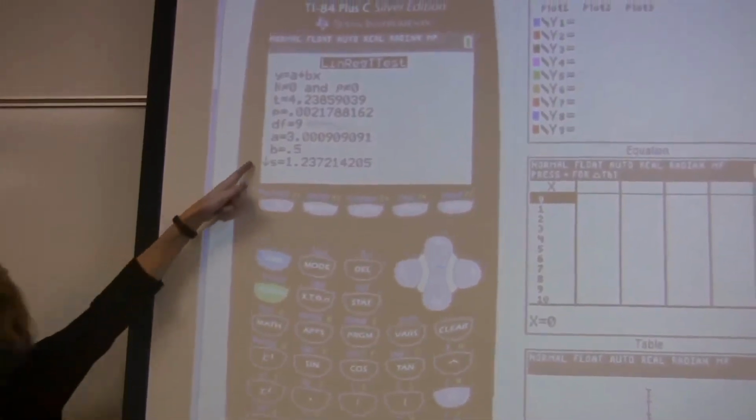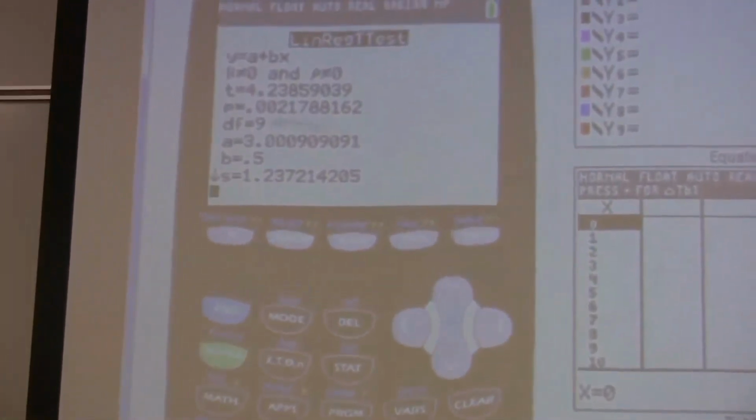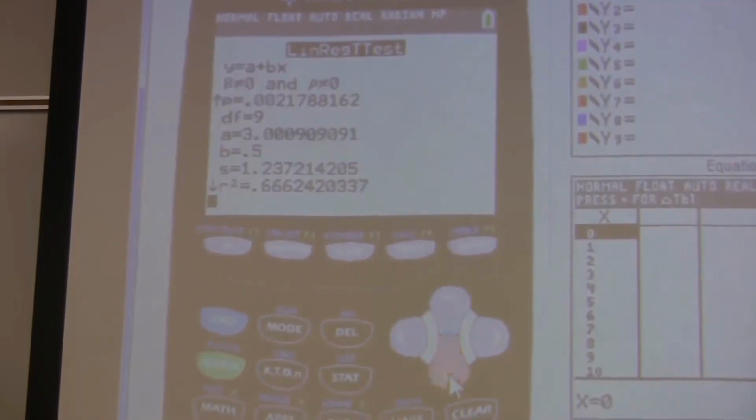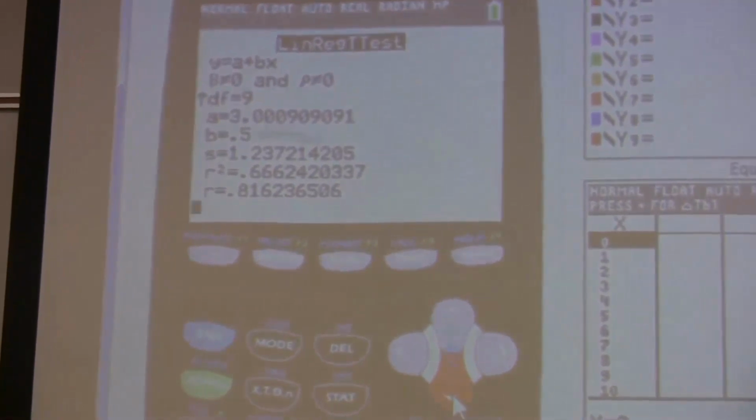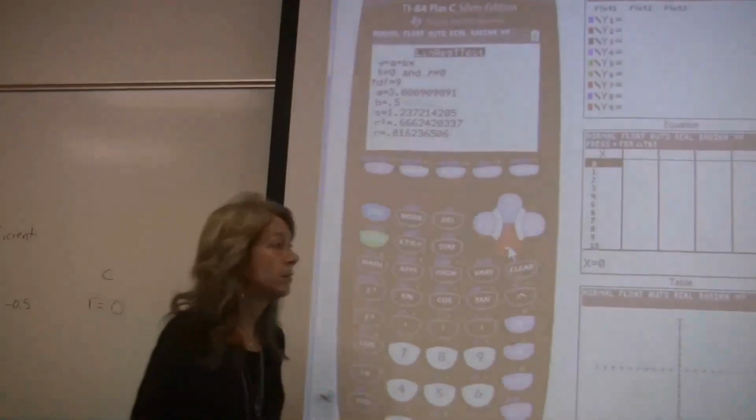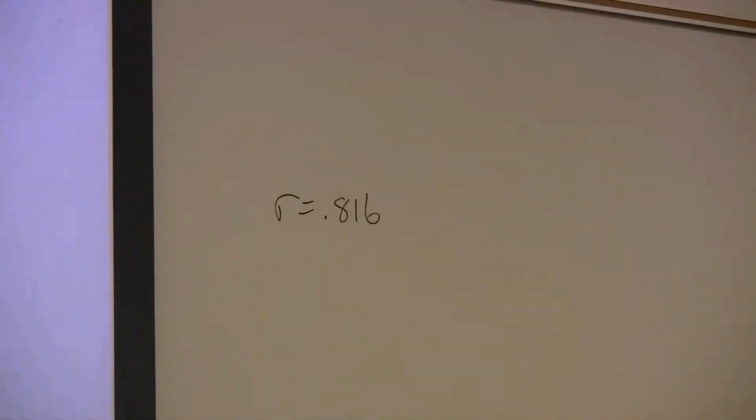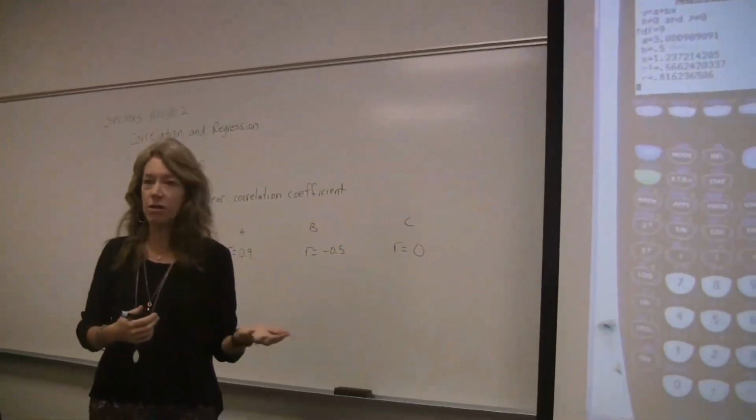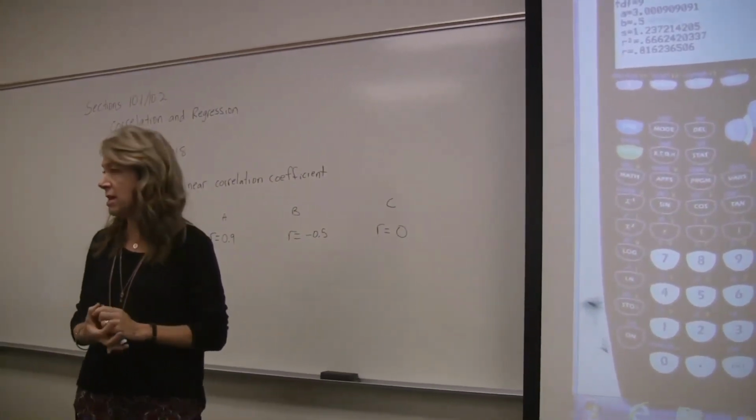Yeah, see the little arrow? Tells me to keep going down. So keep going down and find the R. So I'm going to go down with my arrows. Oh look, there's R. I think Evelyn wins. 0.816. Right up here. R equals 0.816. So the first couple homework problems in this section will be create a scatter plot and find the linear correlation coefficient. That's the beginning part there. Questions on how I did that?